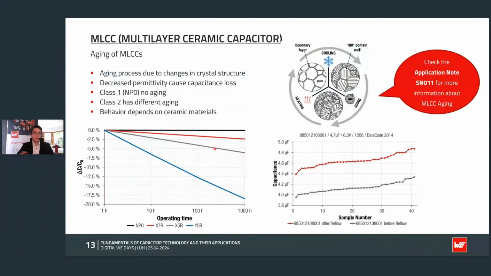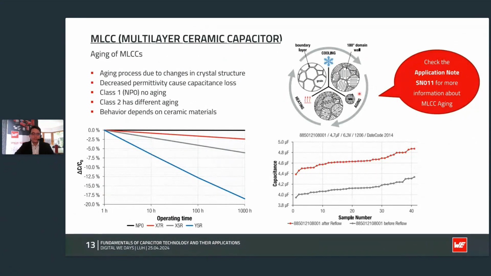One other topic for class 2 ceramics is the aging. Class 1 ceramics, as it's also mentioned in this diagram, don't show any aging. But for class 2 ceramics, you will see a certain aging after the component leaves production, which is described in more detail in our support note, which my colleague Frank Bohane wrote. So if you have specific requests or want to have a closer look into it, then please check it. And if you have questions, please always ask them.